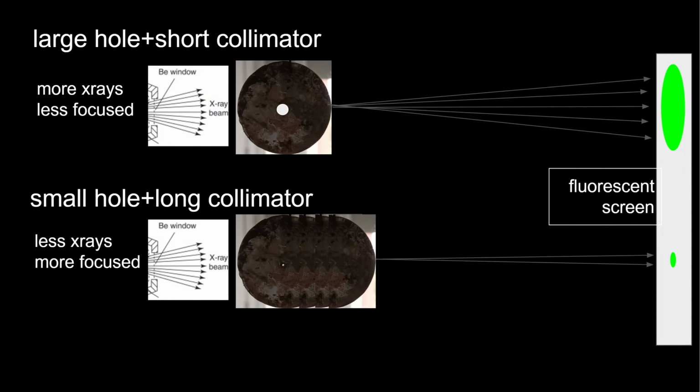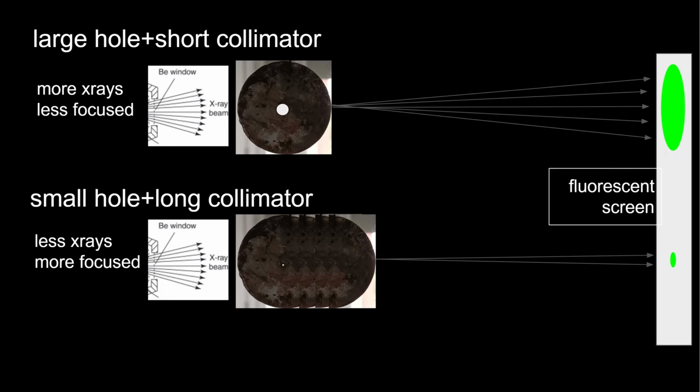But if we choose, like the last prototype that I've made, a smaller hole and a longer collimator, that is the length of the copper pipe, we have a much more focused point on the fluorescent screen that is smaller in size. So to get the same intensity that we would have got with the first beam, we need a much longer exposure time, and that is the reason for the 2 hours and more that I've used to take some of the X-ray diffraction images.